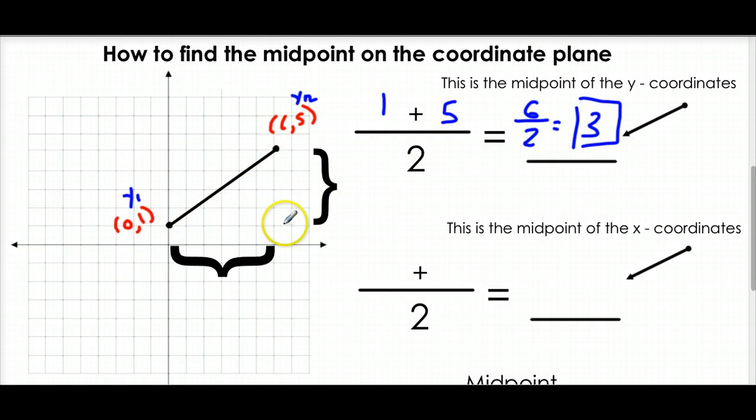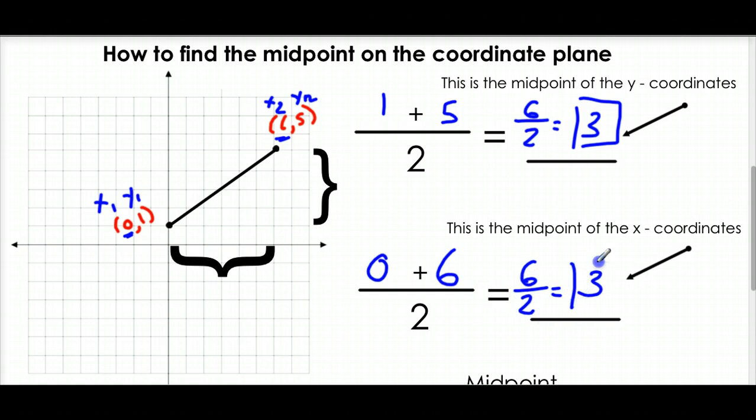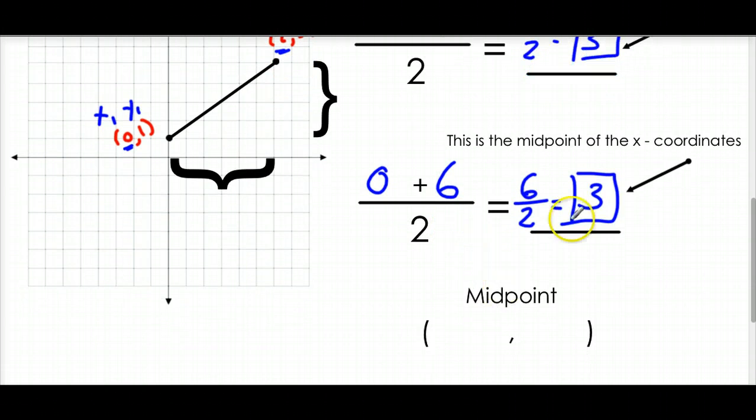Now I also want to get my x midpoint. So over here, my x1, if you look at it right here, that's my first x, right? And that's my second x, so I'll call that x2. And so it's going to be 0 plus 6. When I add those together, I once again get 6, and I'll also divide by 2. And that's 3. That worked out nicely. So that means my midpoint will be, well, my x is 3 and my y is 3. And so that should be my midpoint.